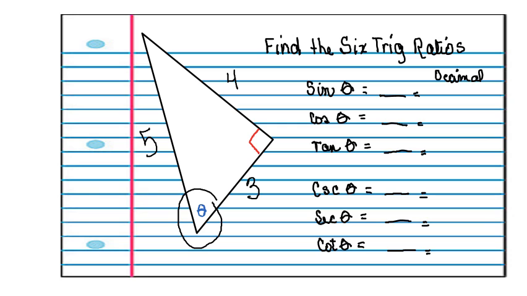Decide what your target's going to be. Sometimes they'll tell you what angle you're looking for, because maybe it's going to have a letter there. For instance, this is R, the 90 degree is S, and this is T, and they'll say find the trig ratios from angle R. So that means that's going to be my target, angle R.